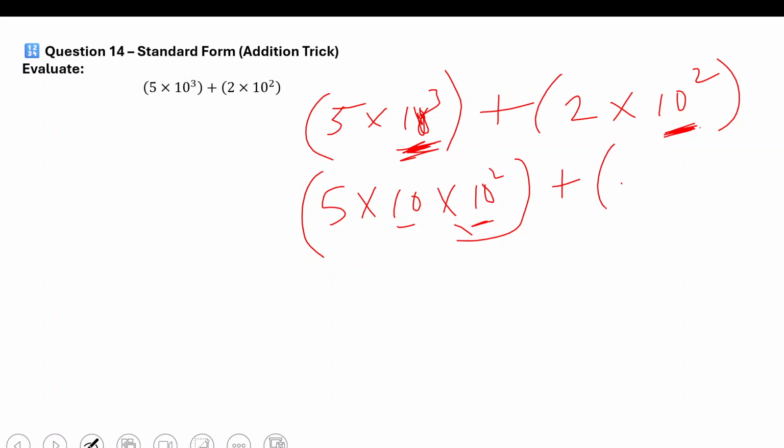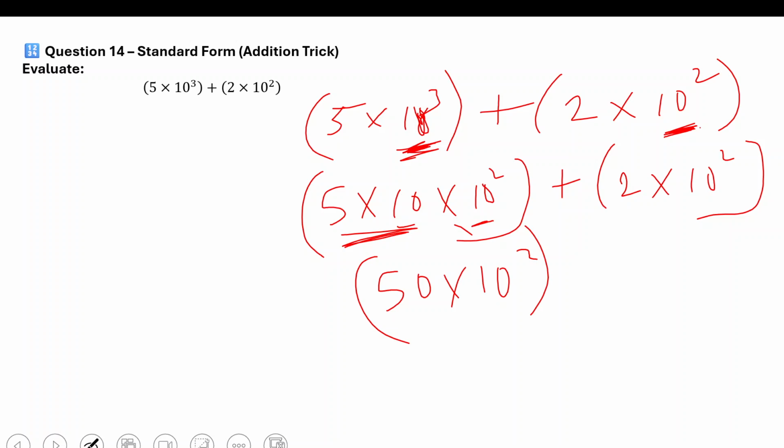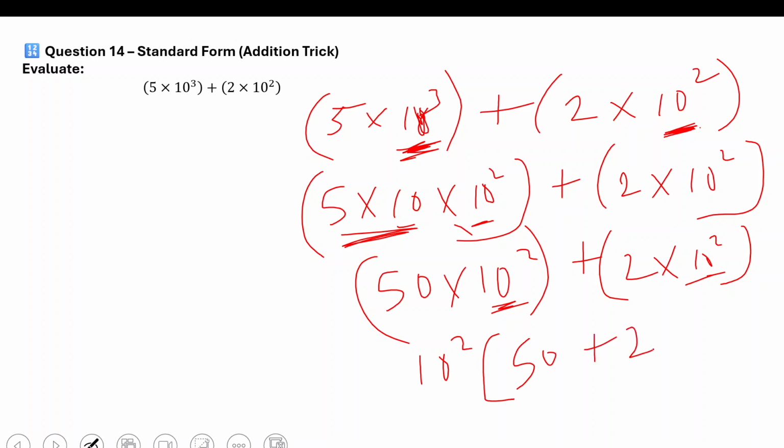And then plus 2 times 10 to the power 2, right? So I can collapse these two together. This is 50 times 10 to the power 2, open bracket, close bracket, plus 2 times 10 to the power 2. Right, so this is common. 10 to the power 2 is common to both terms. So I'll bring that one outside. So I have 50 plus 2. Okay, 50 plus 2 is 52 times 10 to the power 2. So I can change this to decimal point, 5.2 times 10 to the power 3. That's the final answer.